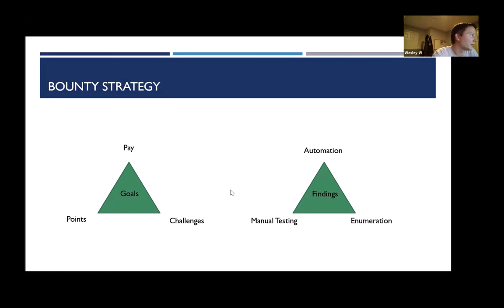And what would my other slide say here? Enumeration. Enumeration goes to how long you want to spend on anything. The more you enumerate a target, the more you'll understand it, the more you'll have ideas of where to look for.